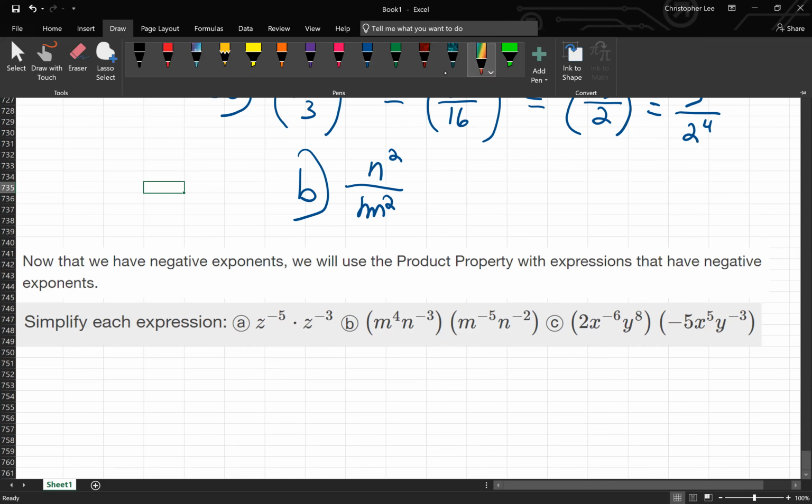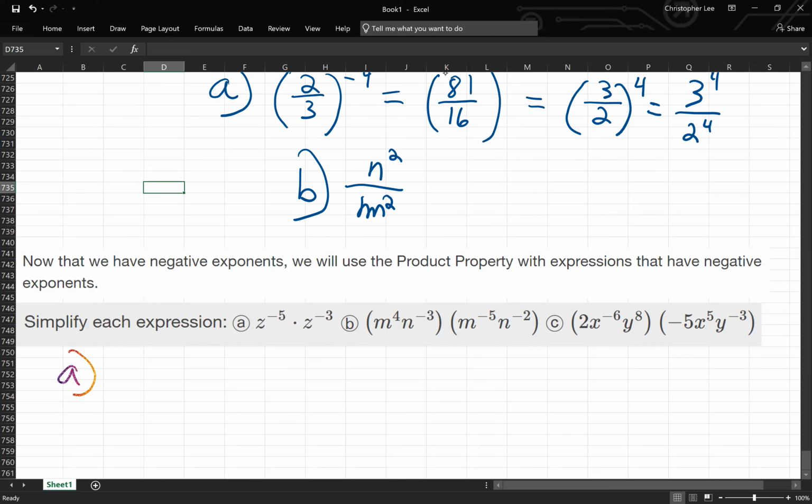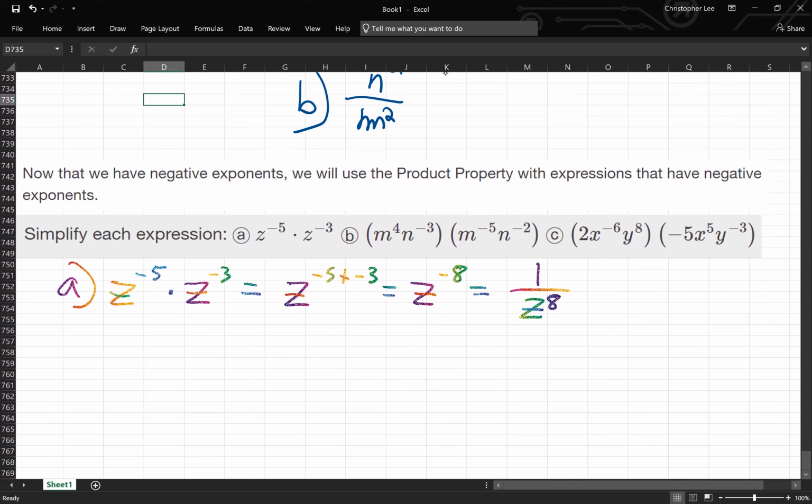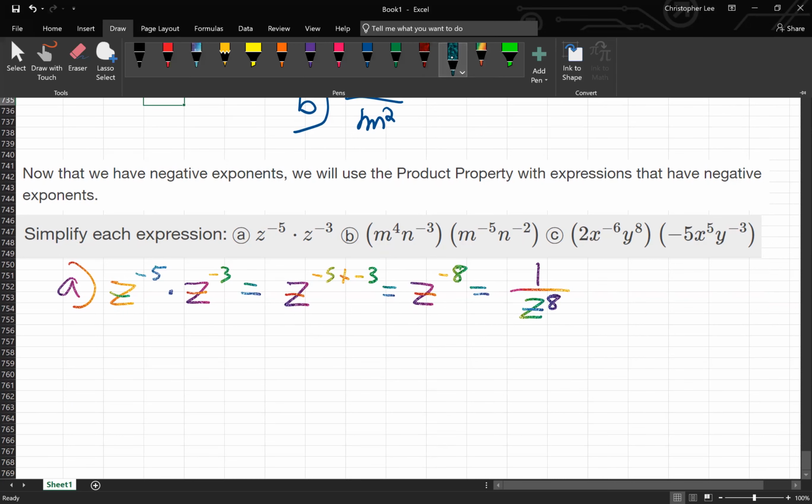We'll go rainbow for this. A. Somebody walk me through it. I have z to the -5 power times z to the -3 power. What am I going to do? Add. Very good. So this becomes z to -5 plus -3, which becomes z to the -8 power. What do I do after that? Exactly. 1 over z to the 8. That was brilliant. That's what your homework's going to look like.